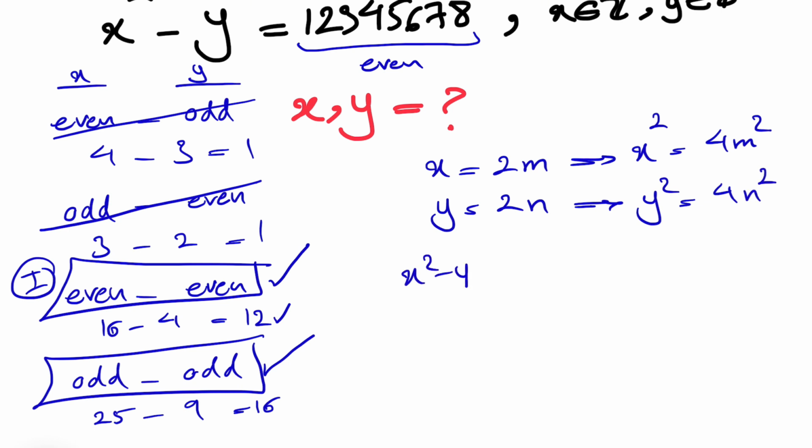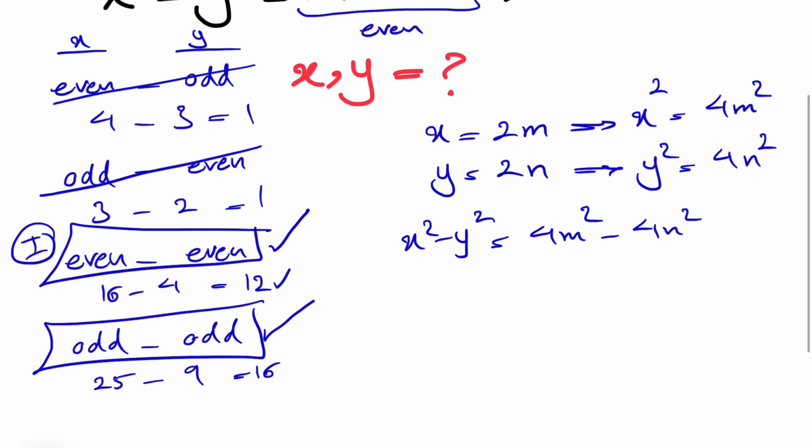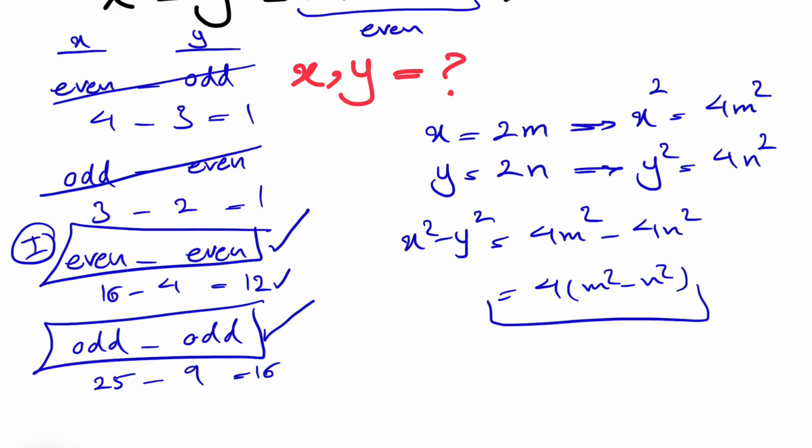So we have x squared minus y squared, so 4m squared minus 4n squared. Looks like if we factor a 4 in here, we'll get m squared minus n squared. And this is going to show that the number we have on the right side of the equation has to be divisible by 4.